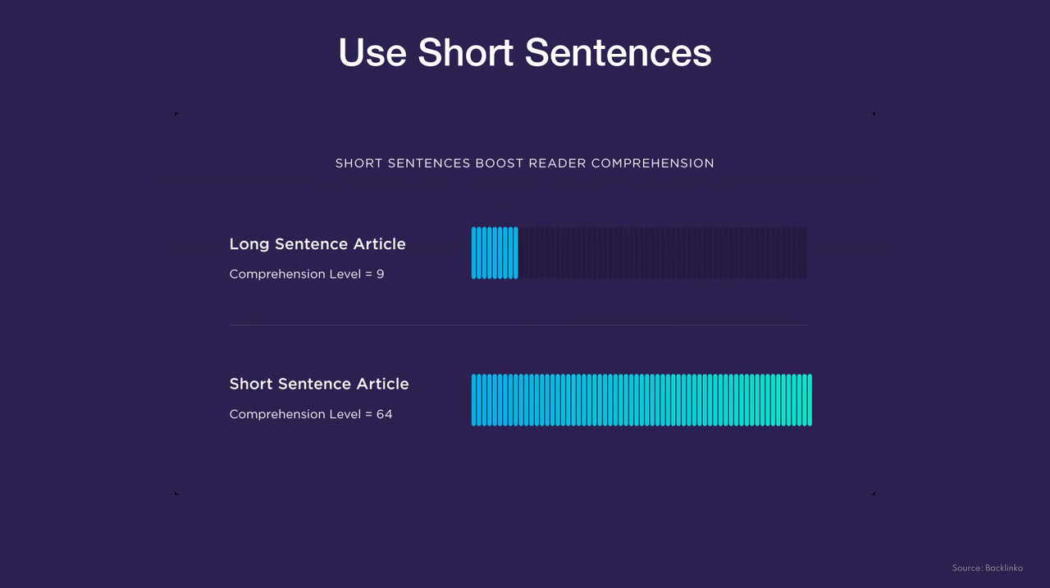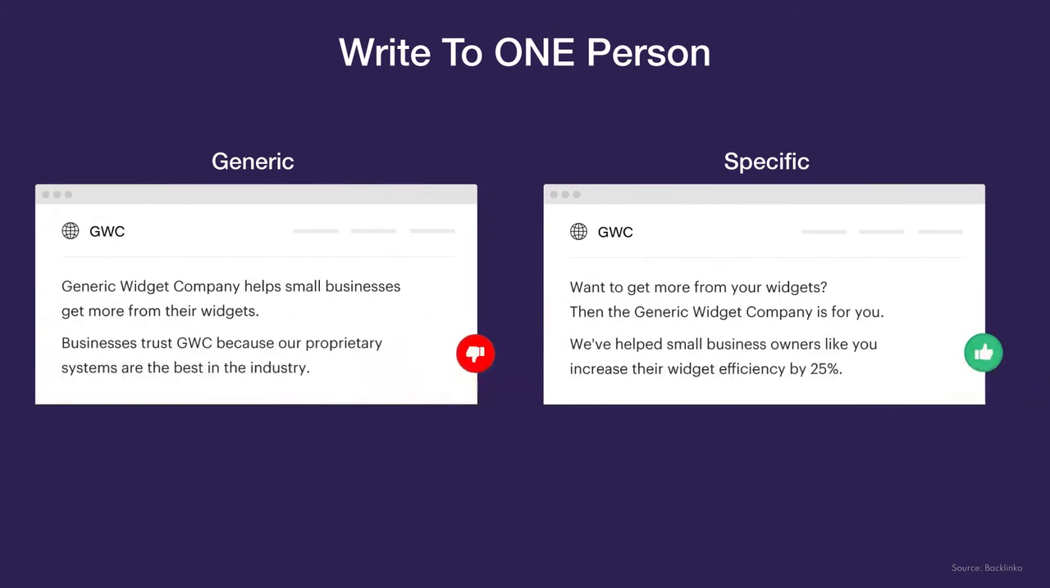Next is to use short sentences. Yes, keep them as short as possible and apply the slippery slide concept. It will help the visitor to read more as short sentences are easy to read and understand. Next hack is to write for one person. Don't write content in a generic tone. Write it in a personalized tone as if you are talking to that specific reader.